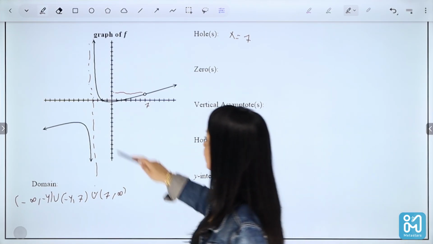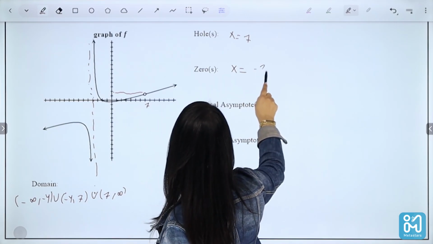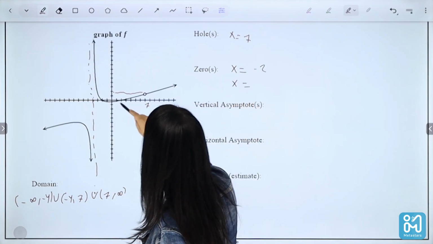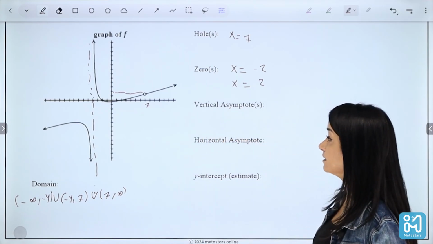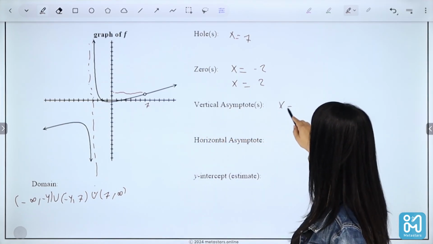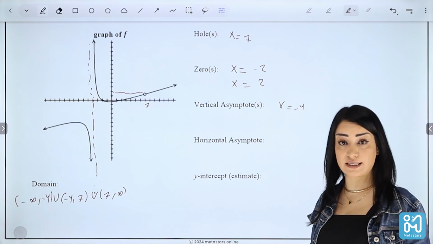Zeros, yes, we have 2 zeros at x is equal to -2 and x is equal to what? x is equal to 2. Do we have a vertical asymptote? Yes, we have a vertical asymptote at x is equal to -4. Now we need to find if we have a horizontal asymptote.